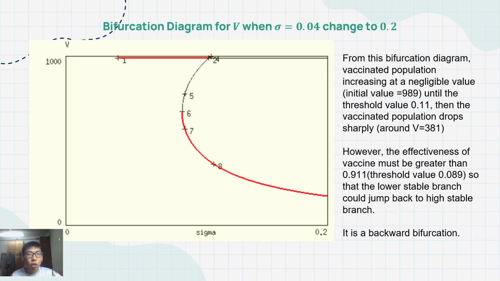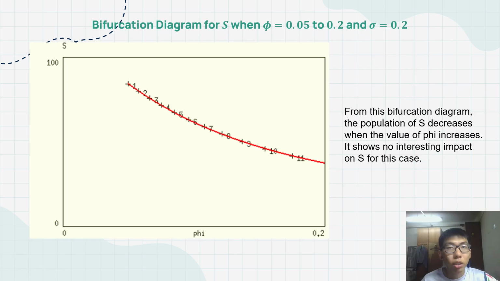So the bifurcation diagram for V is also similar. When the threshold value is equal to 0.11, after that the vaccinated population will drop. And the effectiveness of the vaccine must be greater than 0.911 so that the lower stable branch can jump back to a high stable one, and also it's a backward bifurcation.